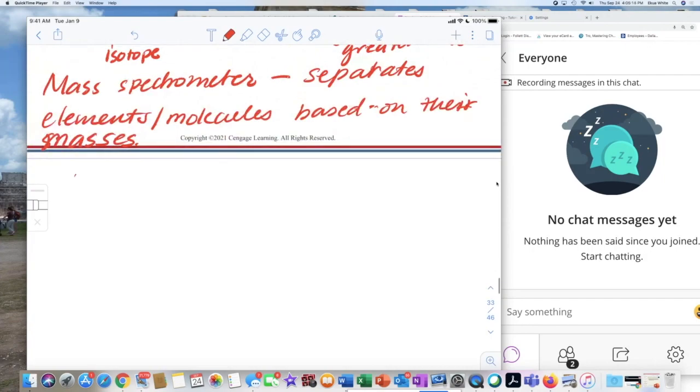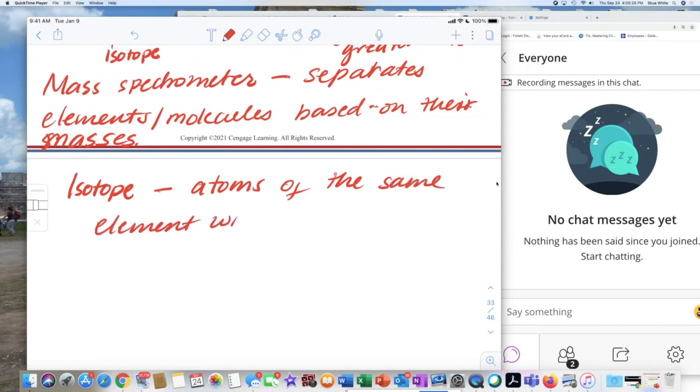Anyway, so isotope was the name given to describe this phenomenon. Isotopes, you have atoms of the same element with different masses.